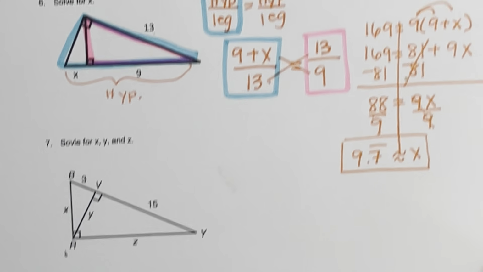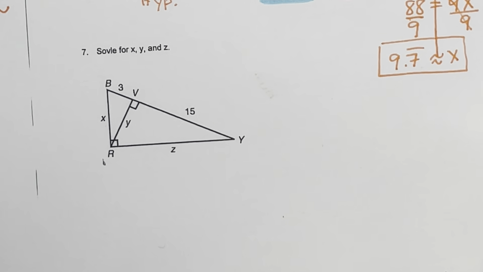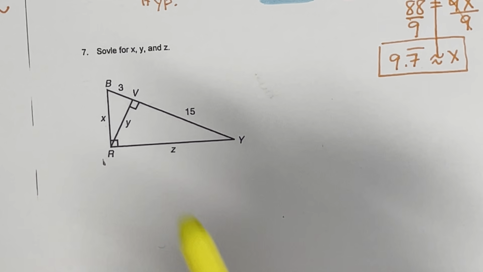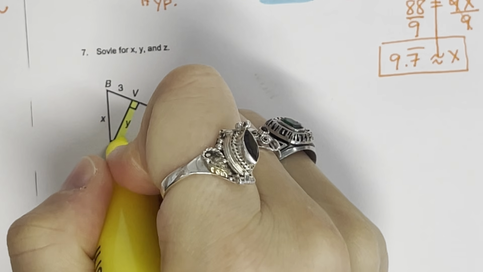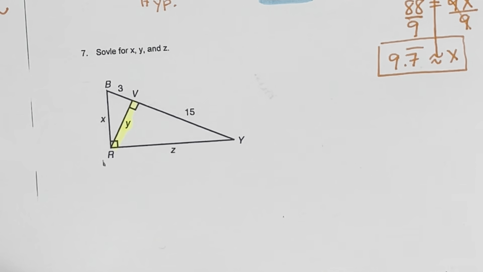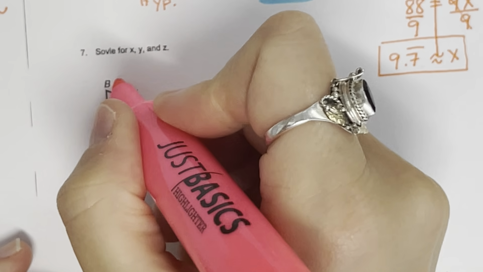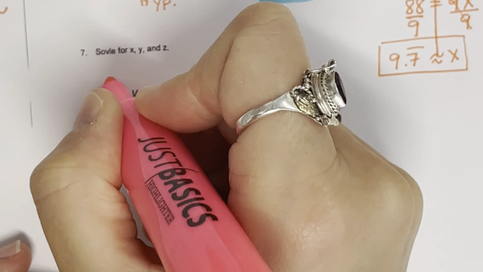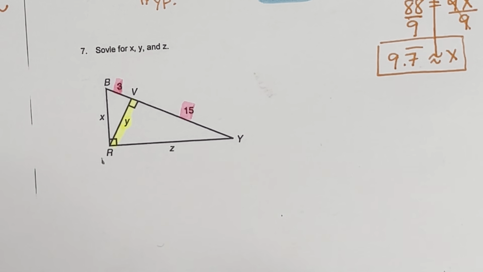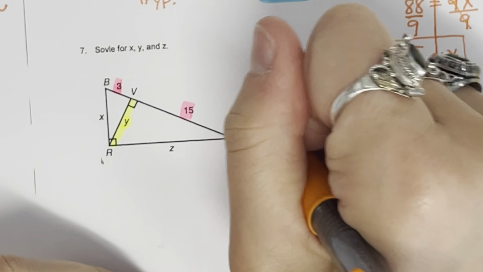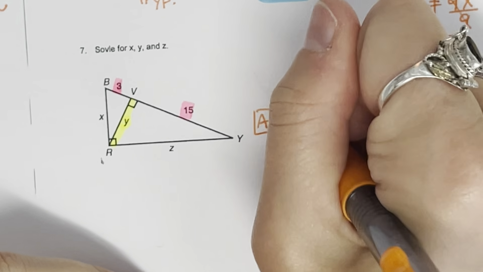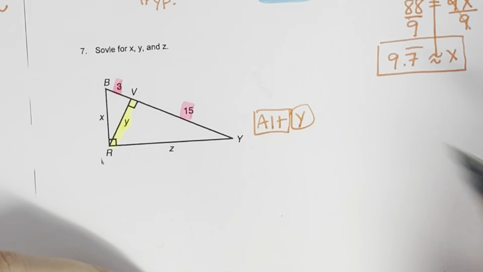All right, last one here. Solve for x, y, and z. So this time you've got a whole bunch of different ones to do. I always suggest starting with the altitude because that one is always going to be the easiest. So here's my altitude, and let me go to the two other pieces of the segment, which are 3 and 15. So remember to find the altitude, which is the y value in our problem here.